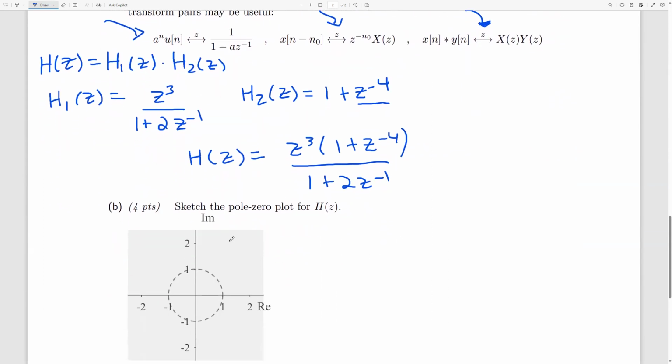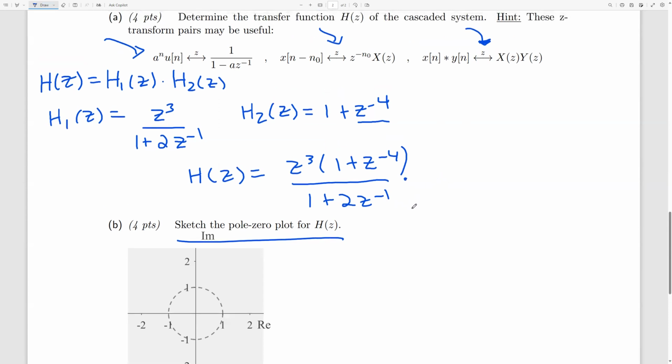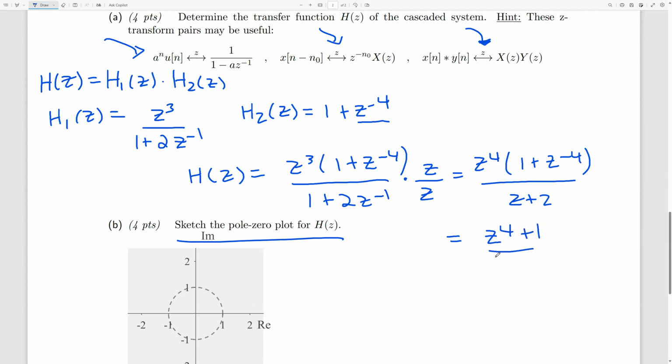At this moment, it will be related to this next problem here. If you want to sketch the pole zero plot, it might be useful to multiply this by some factor of z. I know here that I only need to multiply by 1 extra z, because this is z to the -4 and I have z cubed. So to make this z to the 4th, I need 1 extra factor of z. So that would be z to the 4th times 1 plus z to the -4 over z plus 2. And that's equivalent to z to the 4th plus 1 over z plus 2.